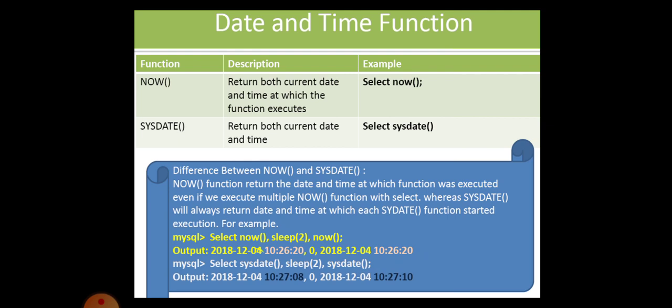But if you give SYSDATE, it will take the system date. So look at that. 10 hours, 27 minutes, 08 seconds for the first SYSDATE. And after sleeping for 2 seconds, it will get 10 hours, 27 minutes, 10 seconds. There is a slight change in the seconds. So the NOW function will return the current date and time at which the function executes, versus SYSDATE will give the system date.